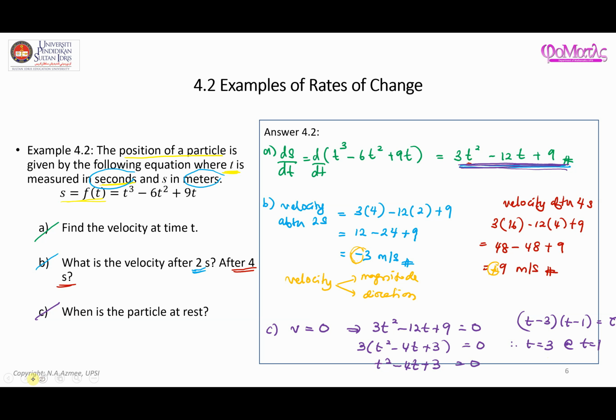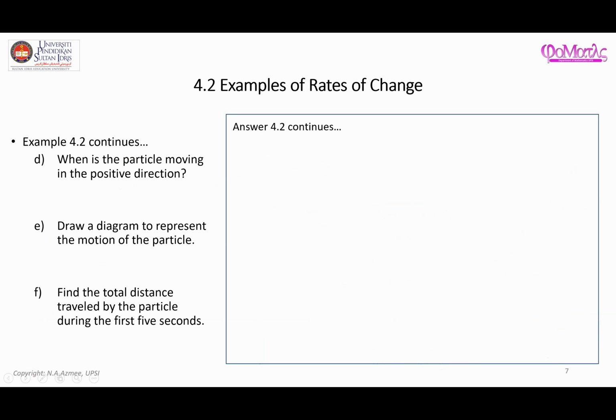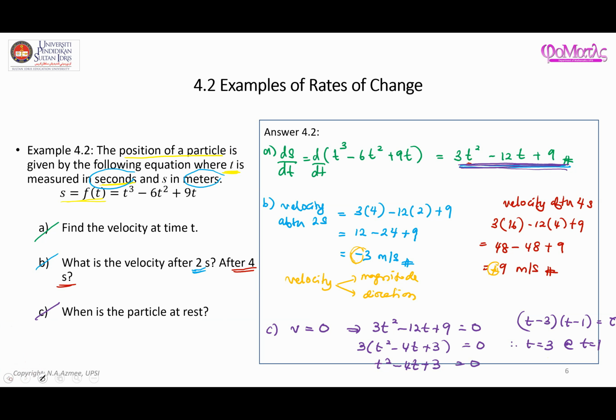Okay, so let's move on to the next question. When is the particle moving in the positive direction? Alright, so for this purpose, maybe you can try and visualize the velocity function given here. So this is the velocity function, and we can try to sketch how this function looks, considering the fact that when t is equal to 3 and when t is equal to 1, velocity is 0. And of course, this is a quadratic function.